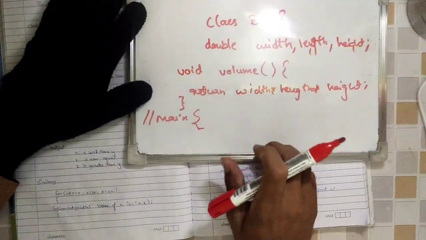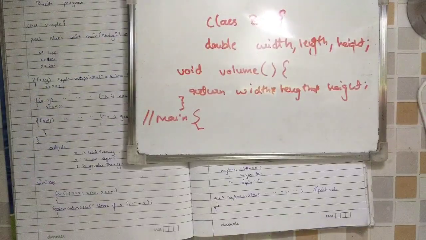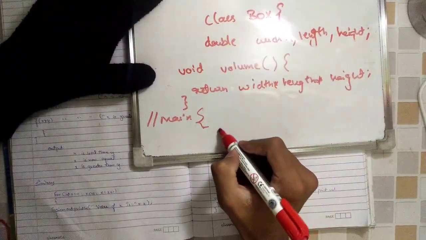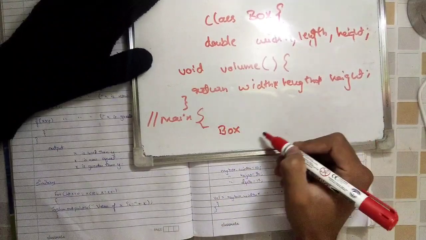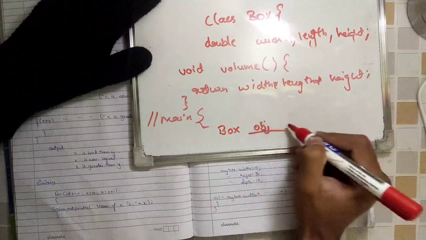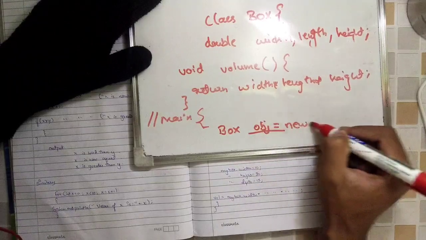So what is an object? Object is nothing but an instance of a class. Instance means like a child or something, not child exactly, but instance. Okay, so now how will I do it? First I will write the class name, Box, then give any name for your object. So here I will have my object name. Suppose I say obj is equals to new Box.